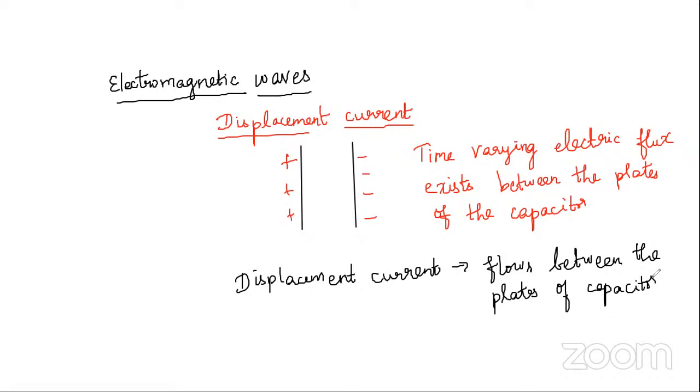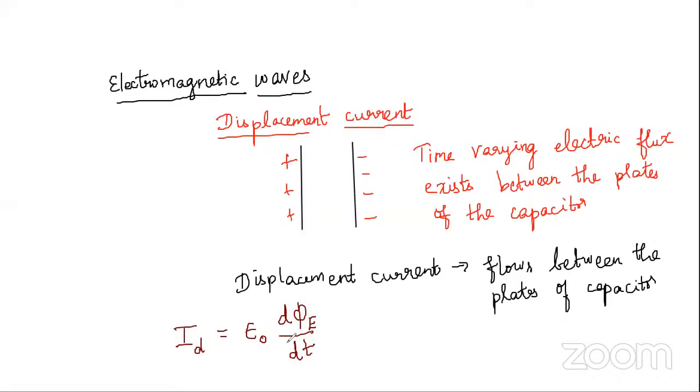The concept of displacement current was proposed by Maxwell, a scientist. The equation for displacement current was given by Maxwell. The displacement current is indicated by I suffix d, and it is given by epsilon naught d phi e by dt.